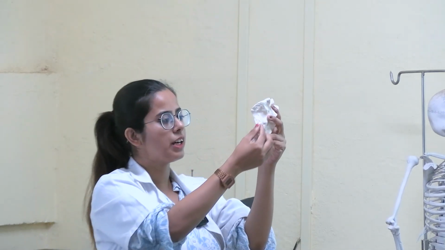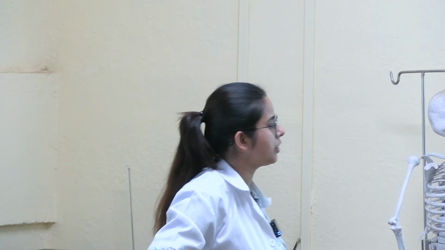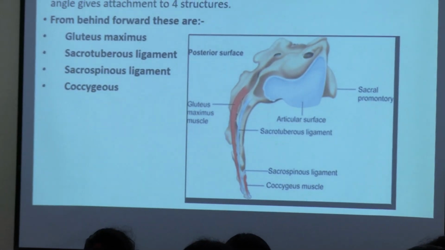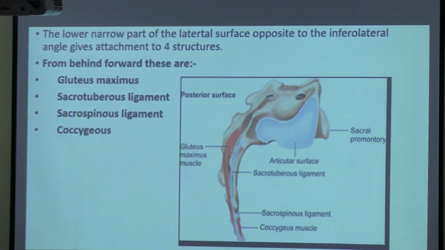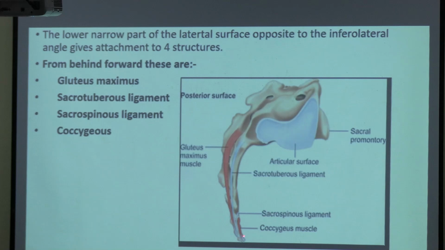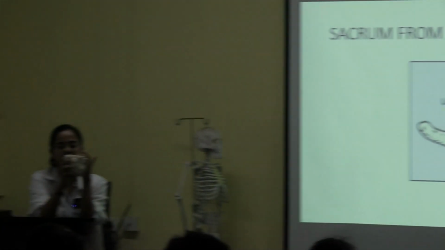Here we have some attachments from behind to forward. First the gluteus maximus, then the sacrotuberous ligament, then the sacrospinous ligament, and then the coccygeus muscle. This is the behind and this is the front part. So this is the base, and it articulates with the body of the L5 vertebra.